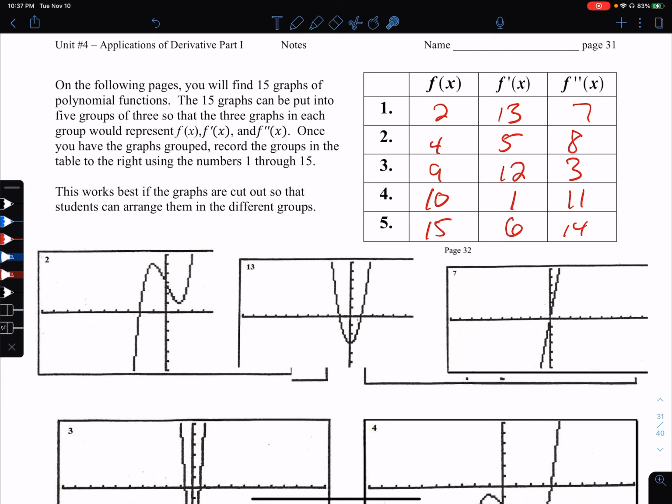So hopefully you stopped the video and you tried. Once you saw this first example, hopefully you stopped, checked out some others. That concludes these notes. Thank you very much.